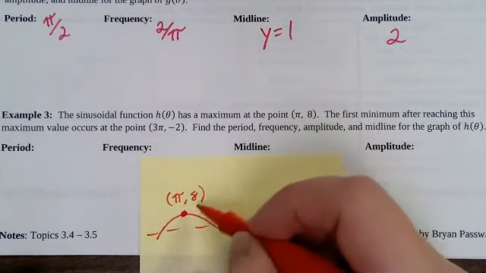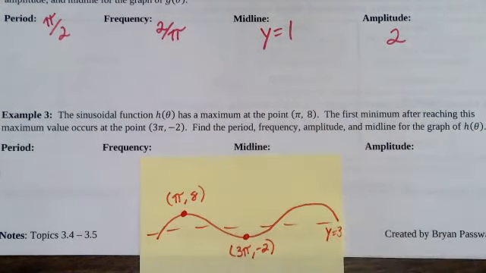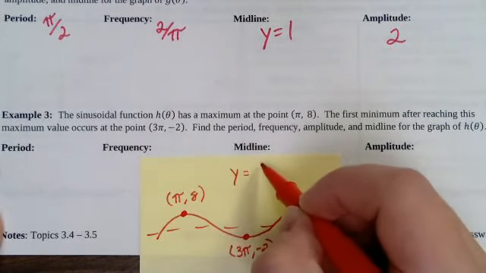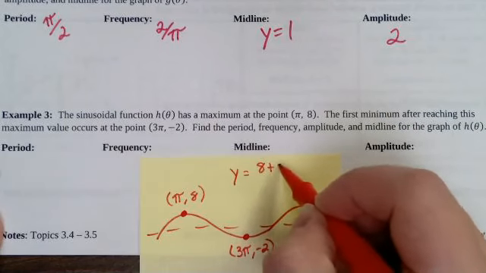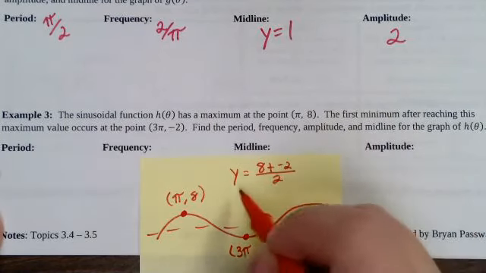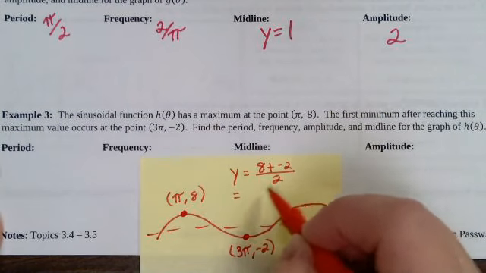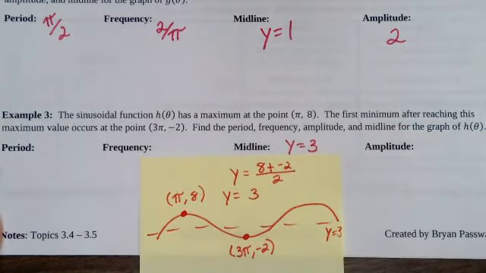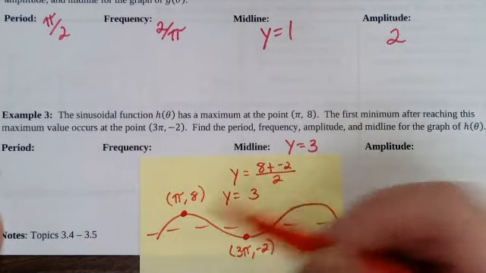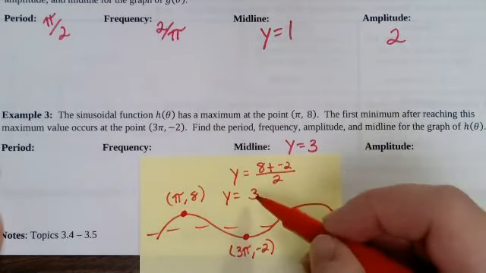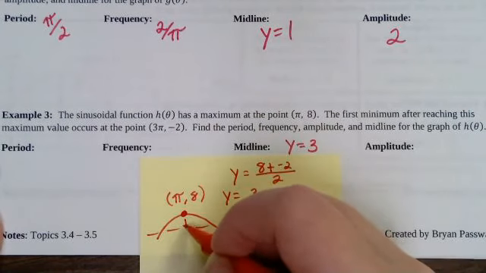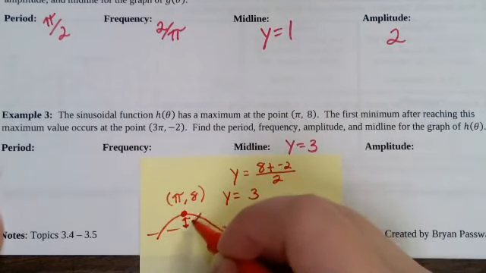They're in the middle. So the easiest way I can say to get that midline is to just average those y's: 8 plus negative 2, divided by 2. Okay, that's 6 divided by 2 is 3. So y equals 3 would be that midline. Amplitude is the height of that wave, right? So you want to think about the distance from y equals 3 to y equals 8. So that would be 5 units right in there.